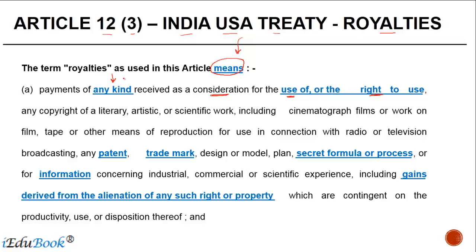Let me first explain the meaning of these 3 points to you, right? And then it is going to make things amply clear. So royalty definition is an exhaustive definition under the India-USA Treaty. It refers to payment of any kind.